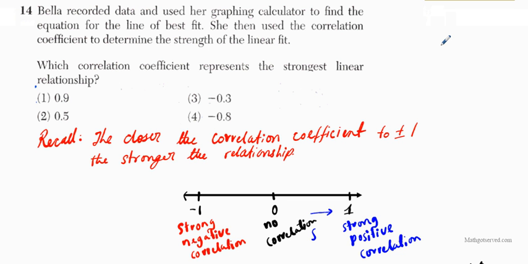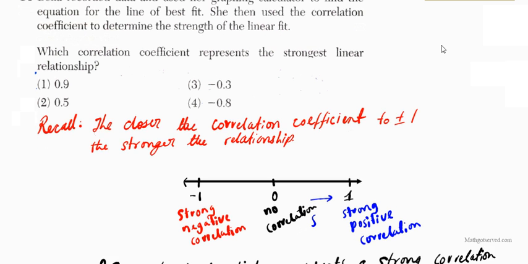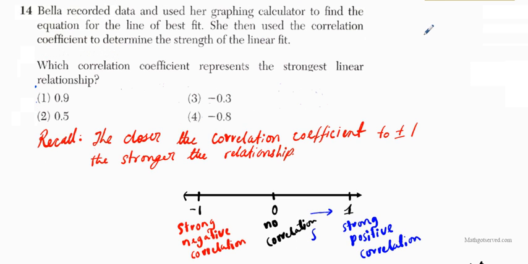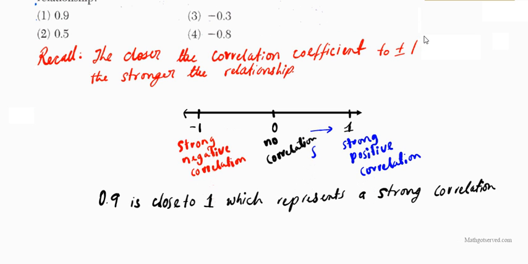All right, number 14 is talking about the strength of the correlation between a data set. So what you have to remember is that the closer the correlation coefficient is to positive or negative 1, the stronger the relationship. So if the correlation coefficient is very close to negative 1, then it's a strong negative correlation. And as indicated here, if it's really close to positive 1, that indicates a strong positive correlation. If it's close to 0, then there's no correlation.